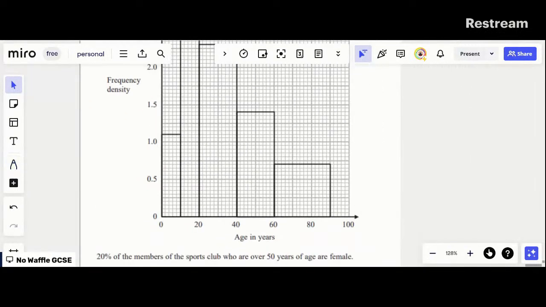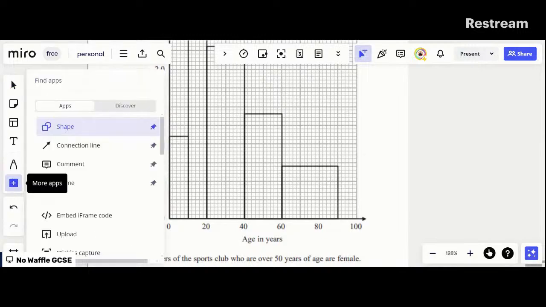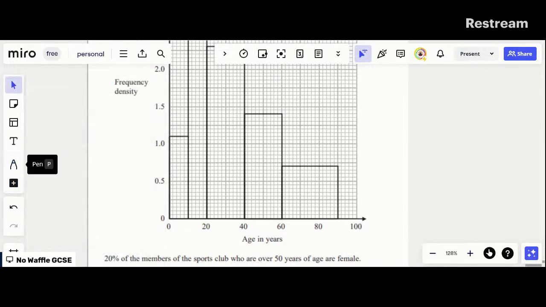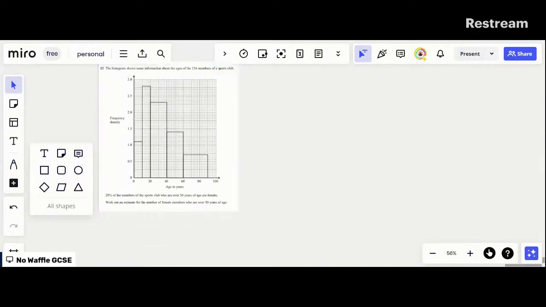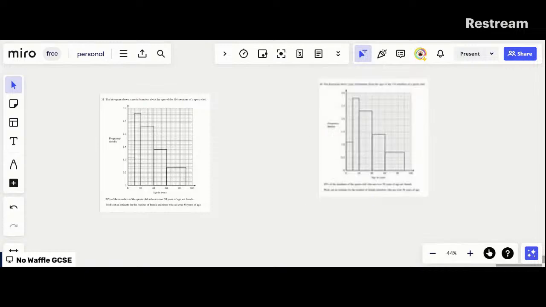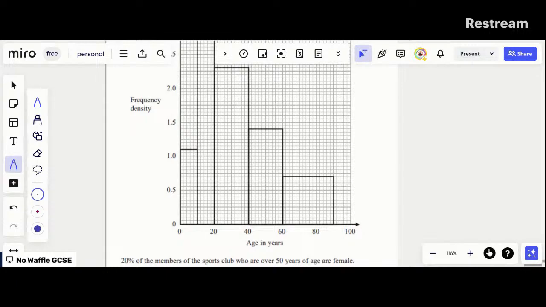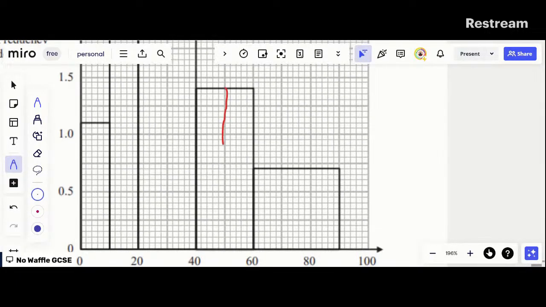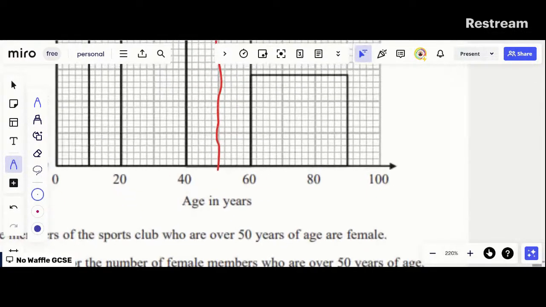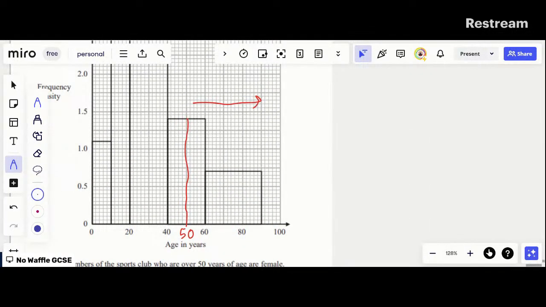Why is it not letting me draw? Why is it not letting me draw? Sorry, so many tech issues. Okay, here, that's better. So that's going to be where 50 is. So everything from this line onwards.